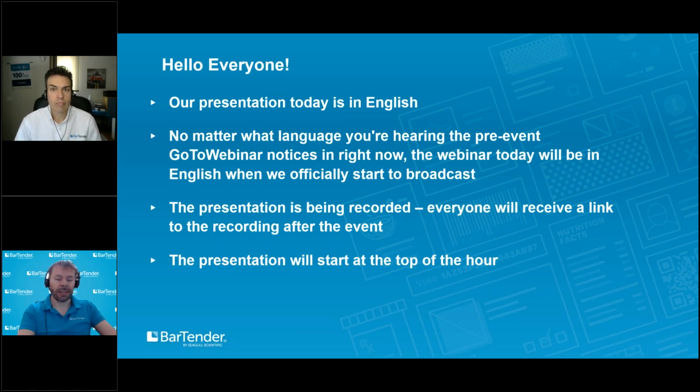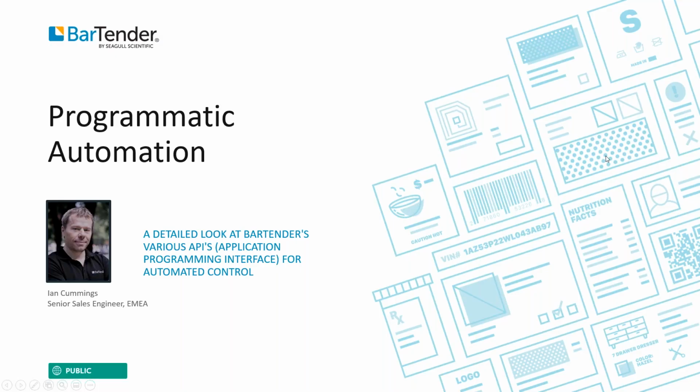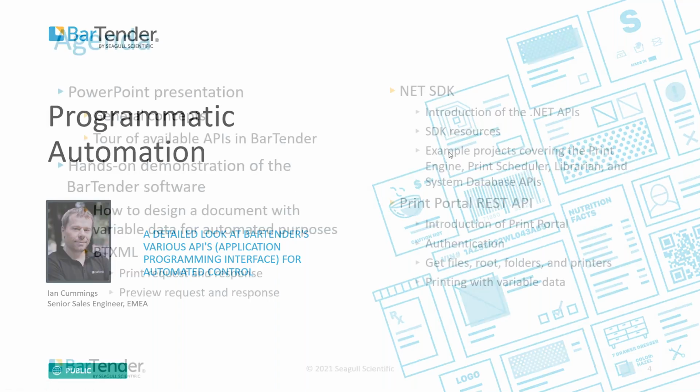So I'm going to turn my camera off and we'll get started, first with a presentation, and then we go hands-on with the software. Today is programmatic automation, where we're having a detailed look at BarTender's various APIs and how you can use them, because you can implement them in various different ways, all with the purpose of controlling and automating BarTender's processes for printing, for previewing, and much else besides.